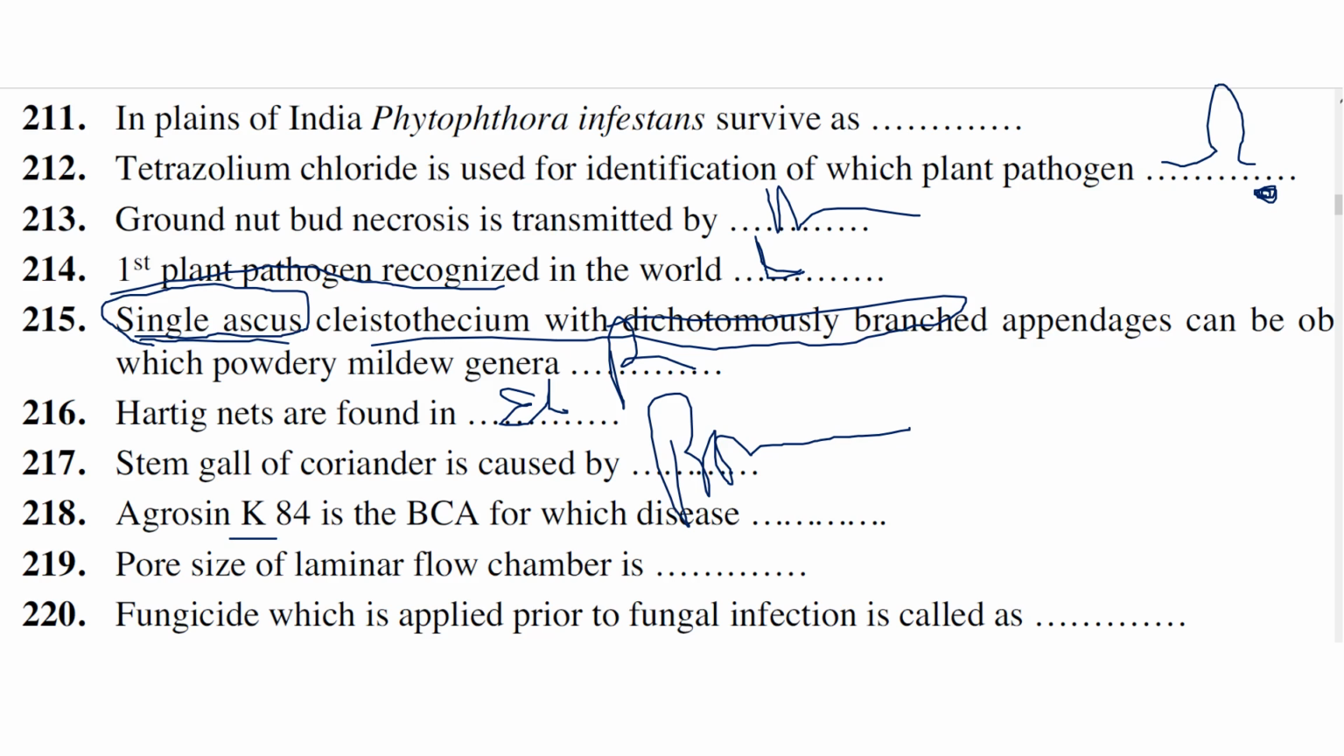Agrocin K84 is a biocontrol agent. BCA means biocontrol agent. Recommended for which disease? Generally, this Agrocin 84, Agrocin K1026, which are sold outside with the trade names of Galltrol and Nogall, are the biocontrol agents recommended for Agrobacterium tumefaciens, that is the crown gall of stone fruits or apple. So this crown gall of stone fruits, which is caused by Agrobacterium tumefaciens, the best recommended practice is biocontrol agent, the two strains Agrobacterium K84, Agrobacterium K1026.